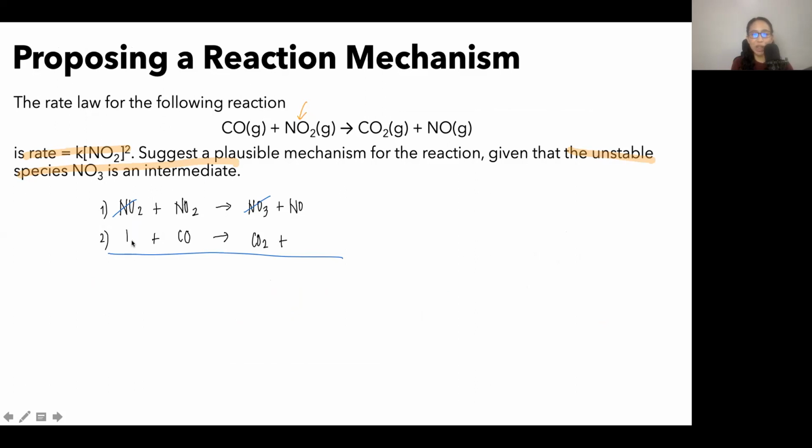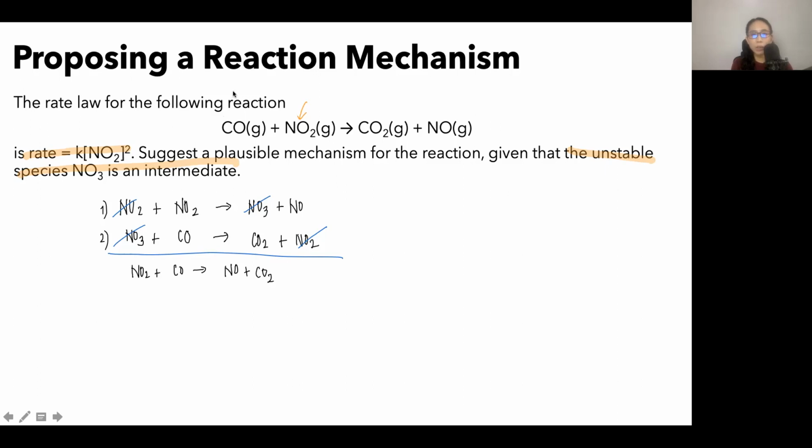And then NO3 class will react with CO, forming CO2, and then NO2 again. Ayun. Kaya merong missing na product kanina. So, ang makakancel, NO3 and then NO2. Okay. So, this one, si NO2 dito, i-add na natin. NO2 plus CO, forming NO plus CO2. So, we get the overall reaction.